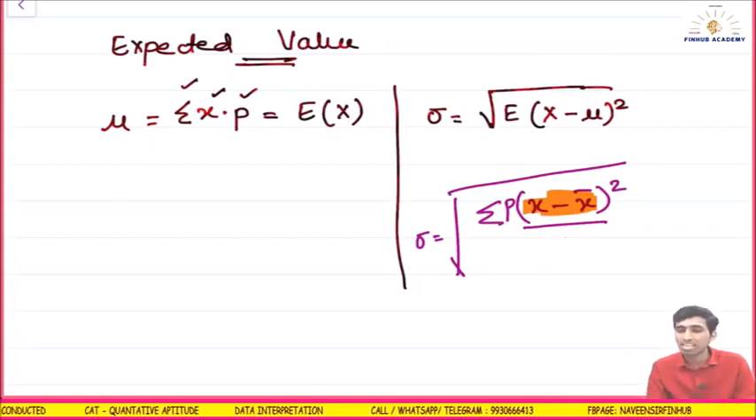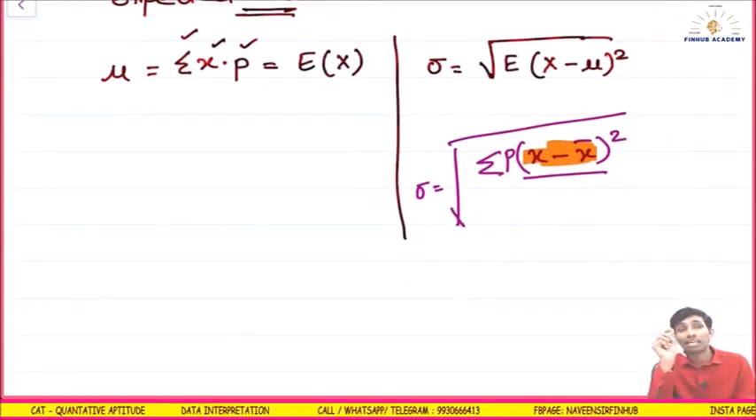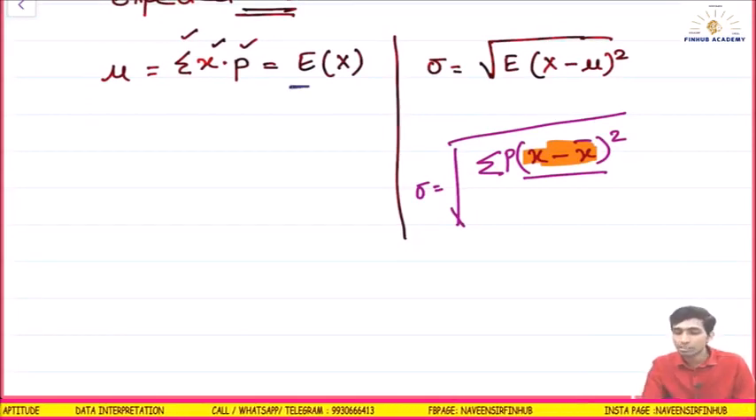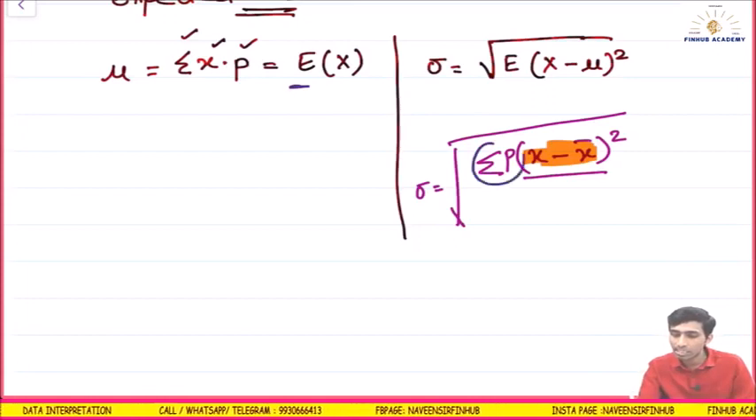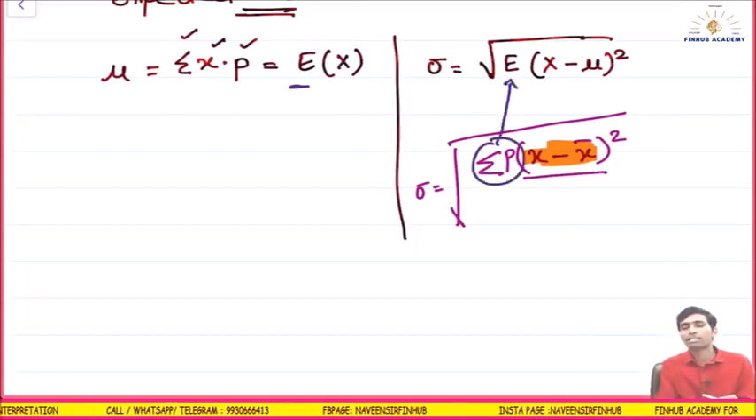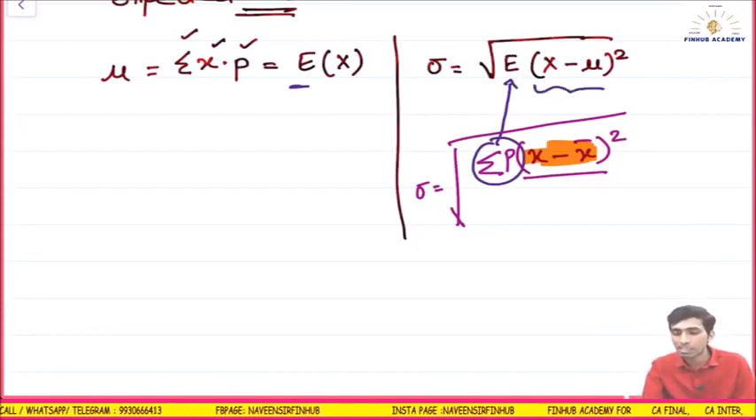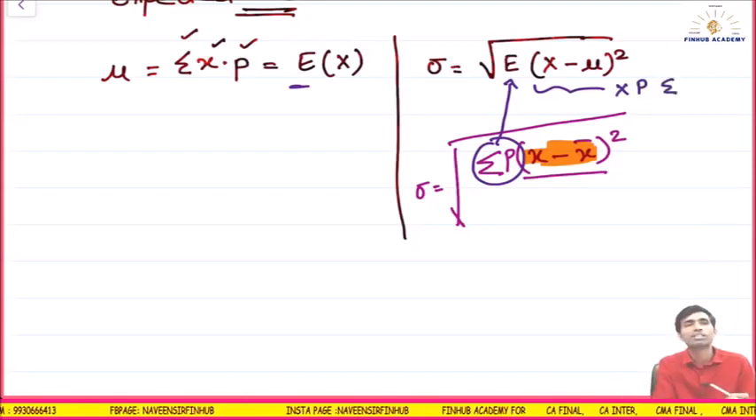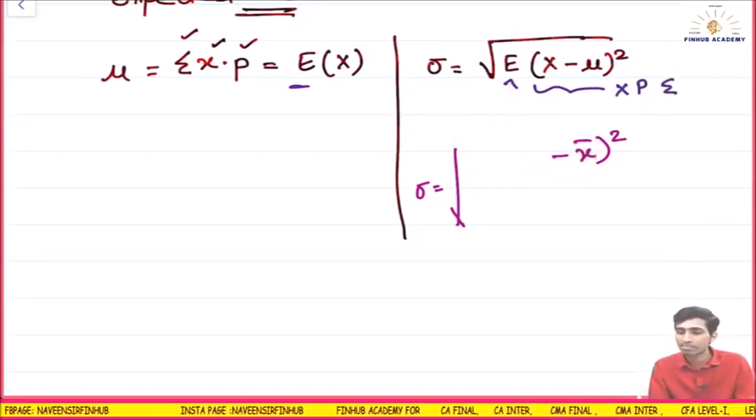But if you remember, I said whatever is multiplied with p and the summation is taken, that is known as E. So instead of this part now, I will write E of (x minus mu) the whole square. Whenever there is E, that means whatever is there is multiplied with probability, and then you have taken the summation, the total of that, that's it. Otherwise the formula is same.